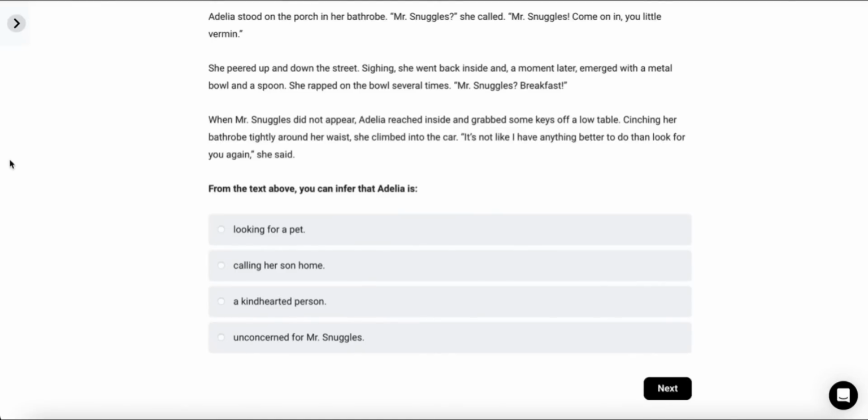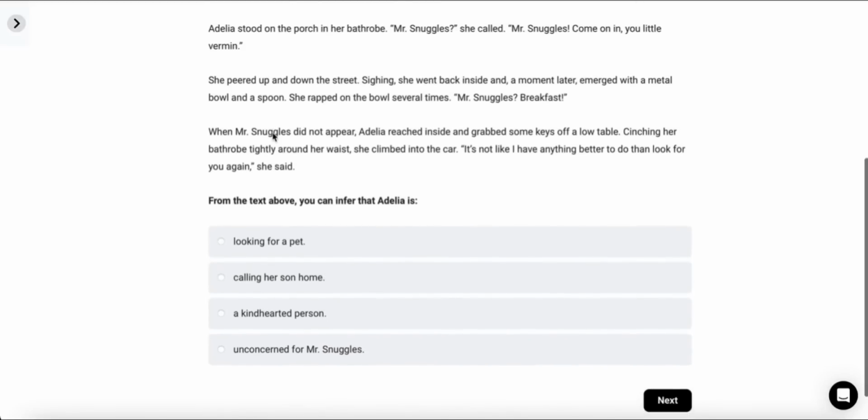Adelia stood on the porch in her bathrobe. "Mr. Snuggles?" she called. "Mr. Snuggles, come on in, you little vermin." She peered up and down the street. Sighing, she went back inside, and a moment later emerged with a metal bowl and a spoon. She rapped on the bowl several times. "Mr. Snuggles, breakfast." When Mr. Snuggles did not appear, Adelia reached inside and grabbed some keys off a low table. Cinching her bathrobe tightly around her waist, she climbed into the car. "It's not like I have anything better to do than look for you again," she said.